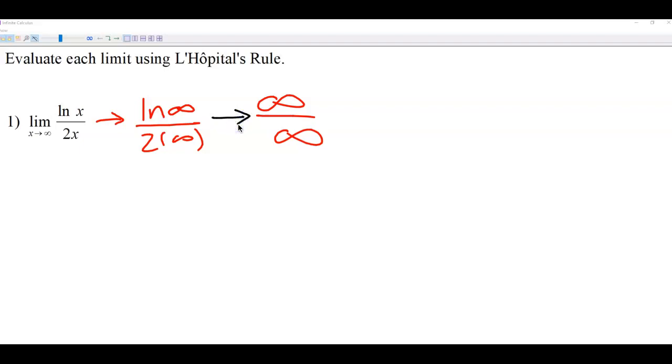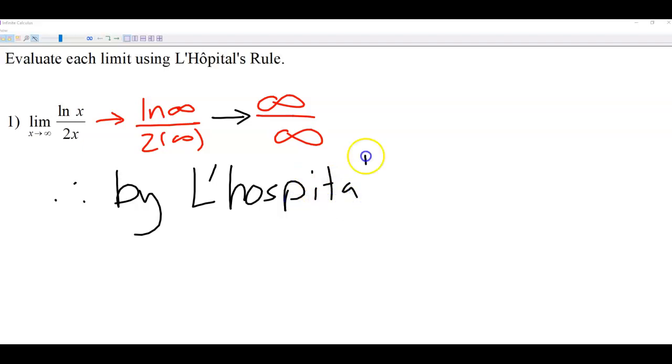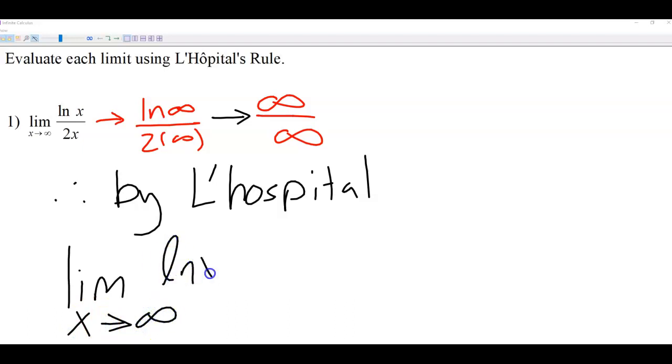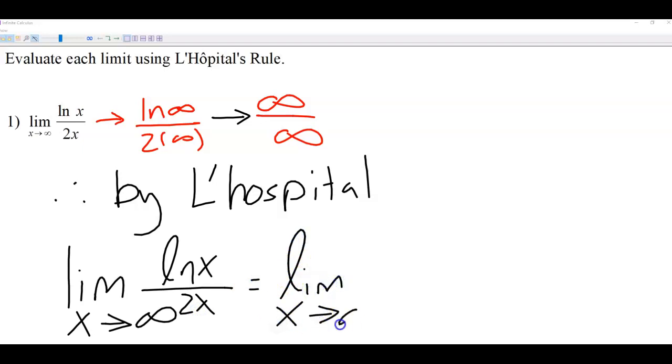All right, and so therefore, by L'Hopital, because we have that special indeterminate form, we could say that the limit as x approaches infinity of Ln of x over 2x is equal to the limit as x approaches infinity of the derivative of these things. So the derivative of 2x is 2, and the derivative of Ln of x is 1 over x.